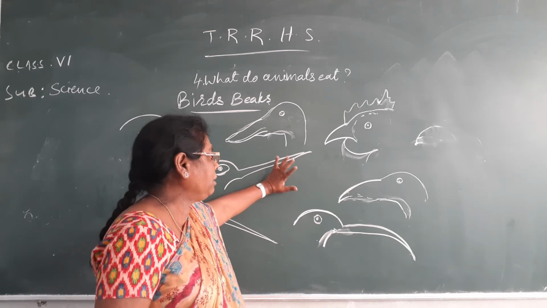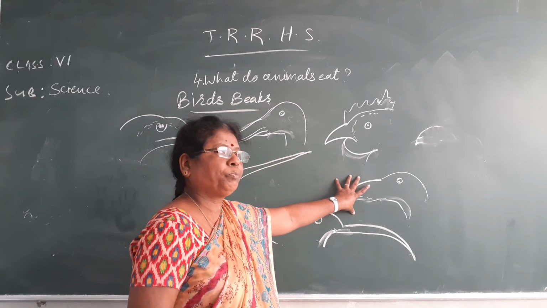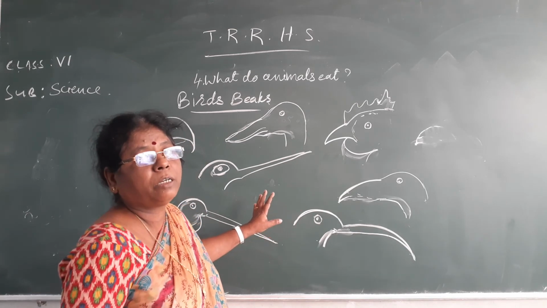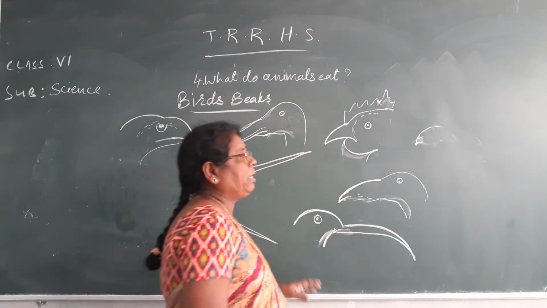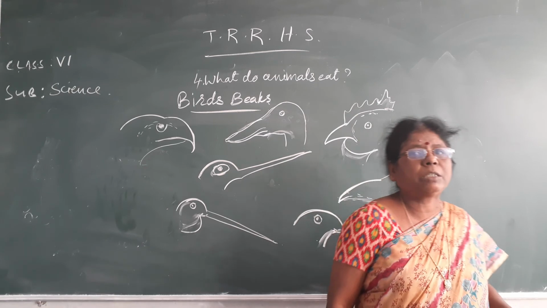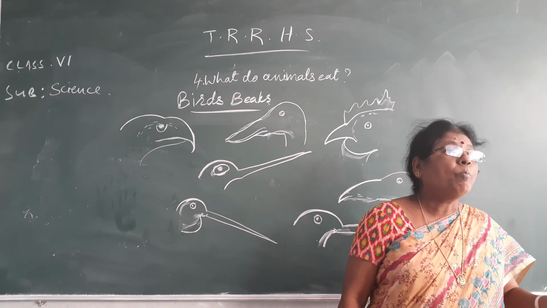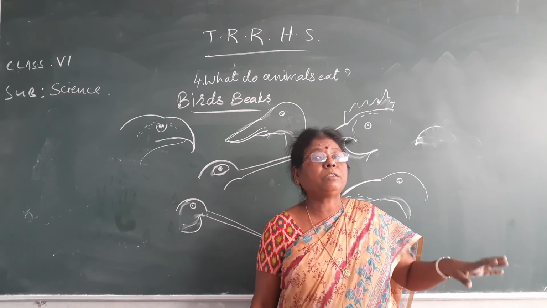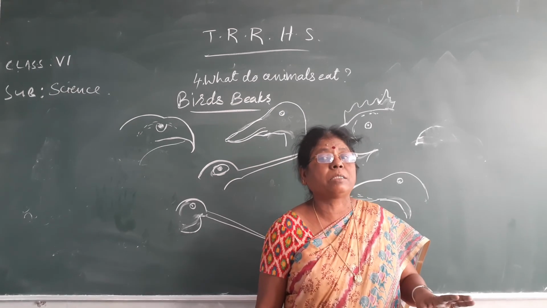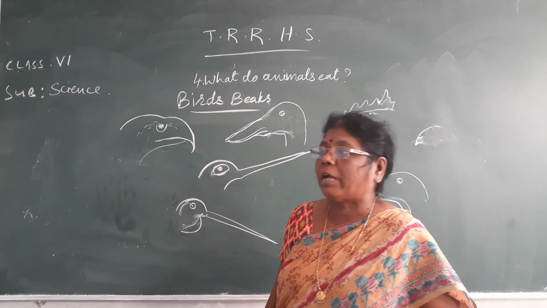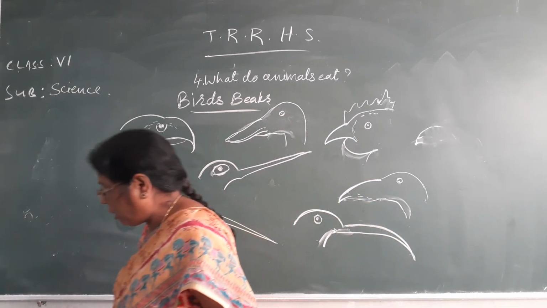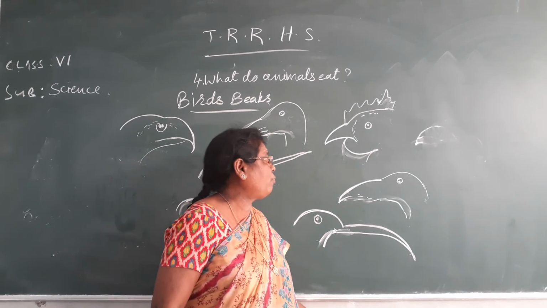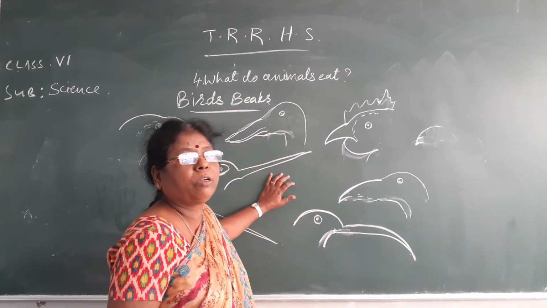Now here, in these pictures, are the crow and vultures. These are called the scavengers. Scavengers means they keep the environment clean, they keep the earth clean by eating dead organisms and rotten food materials. So they are called scavengers. Don't forget this. Because of the type of food which they are taking, the shape of the beak is also like that.